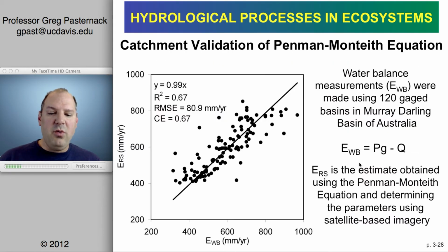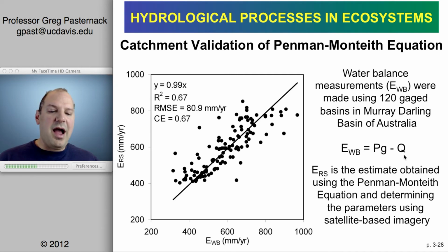Here's an example where the Penman-Monteith equation was used for whole basins in Australia and compared to a water balance estimate of evaporation, assuming that evaporation is the difference between gross precipitation and discharge coming out of that watershed. Now the problem with this is it's neglecting groundwater flux, so that's a factor.